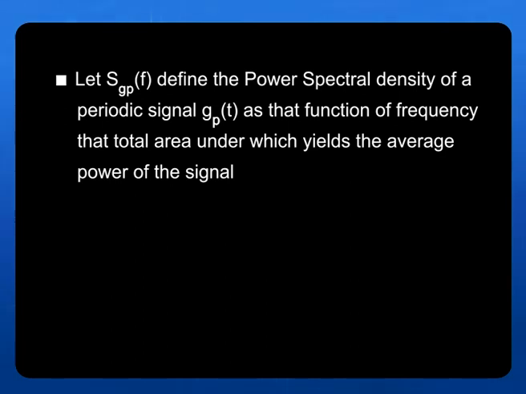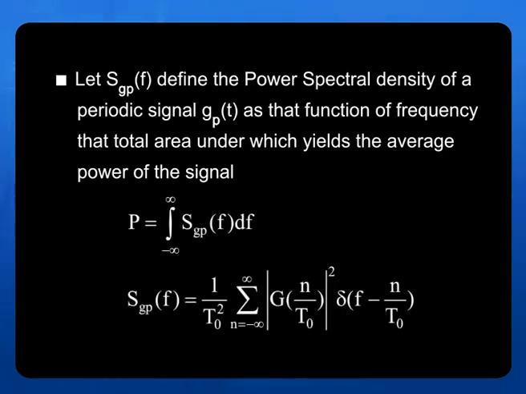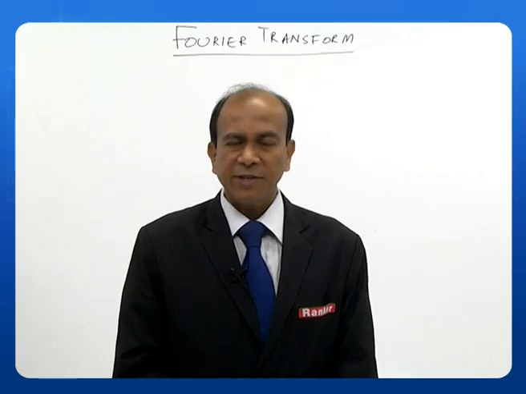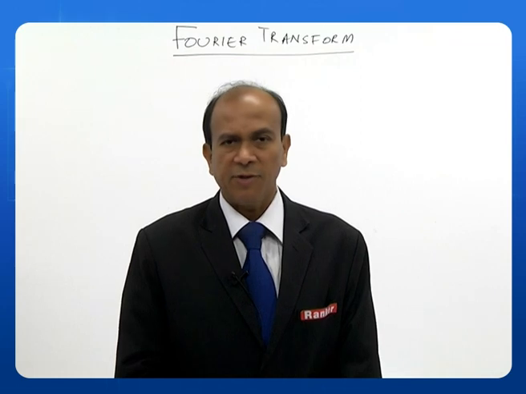Now let us see. Let S_Gp of f define the power spectral density of a periodic signal Gp of t, as that function of frequency, the total area under which yields the average power of the signal. So let us take a power signal which is periodic, then P will be equal to integral from minus infinity to plus infinity of S_Gp of f df, where S_Gp of f is defined as 1 by T naught square summation n is equal to minus infinity to plus infinity mod of G of n by T naught whole square. So S_Gp is called the power spectral density.